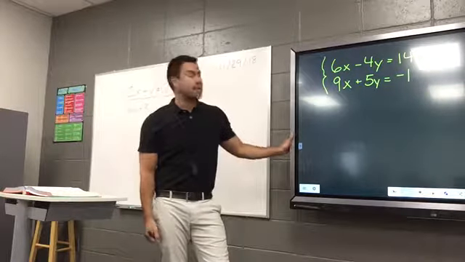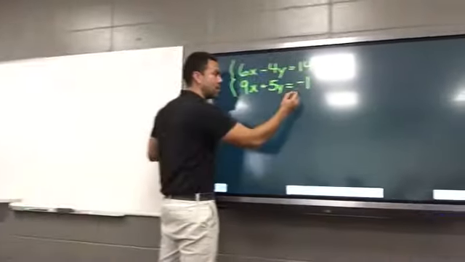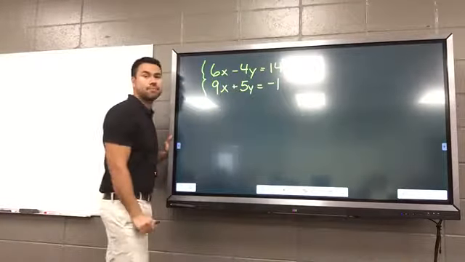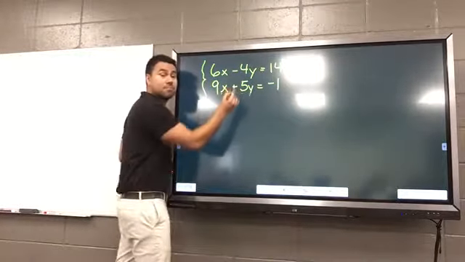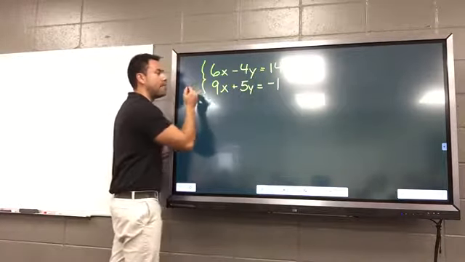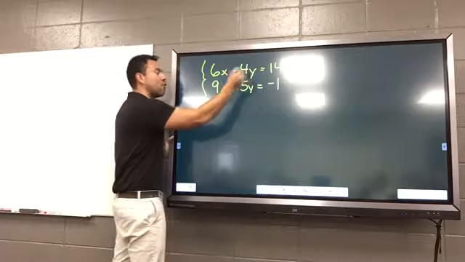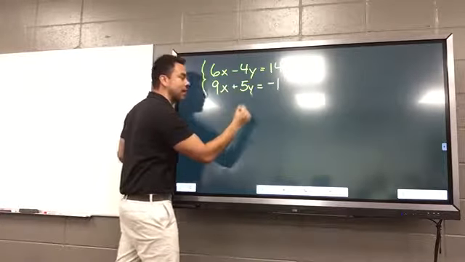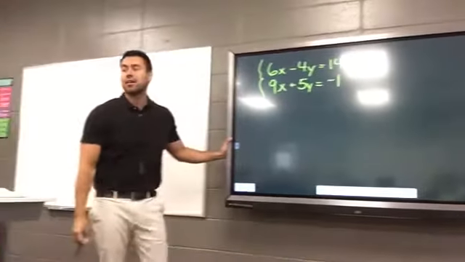Okay, the y's. Now, if I add these two equations together, is that going to eliminate the y? No. If I subtract them? No, right? Because you're going to get negative 4y minus negative 4y minus 5y. That's negative 9y. Oh, that's not what I wanted.